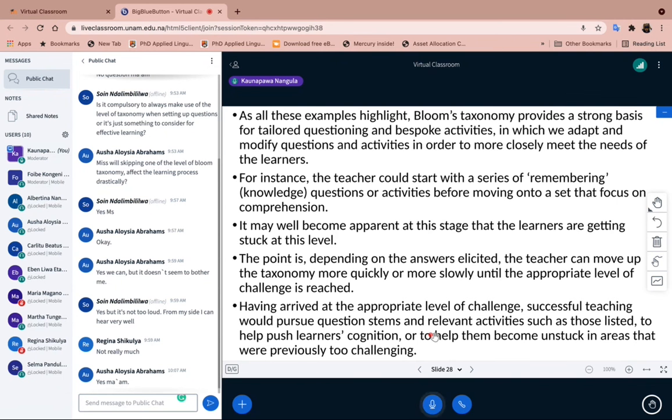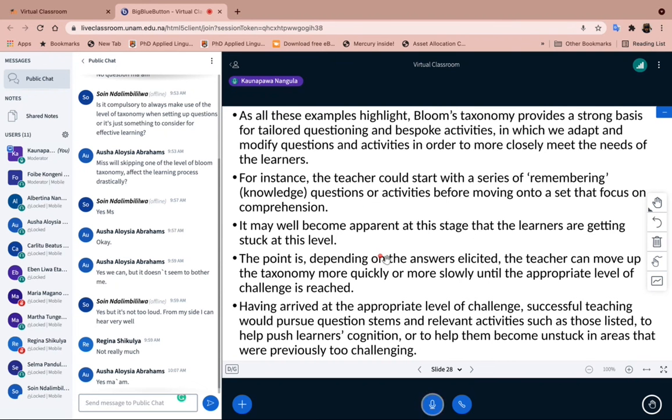For instance, the teacher could start with a series of remembering questions or activities before moving on to comprehension. Again, it depends on the level that they are at. But don't always assume that, because these are grade 12 learners, they should know these things. Don't assume that. Always make it so much easier. Build on different knowledge.